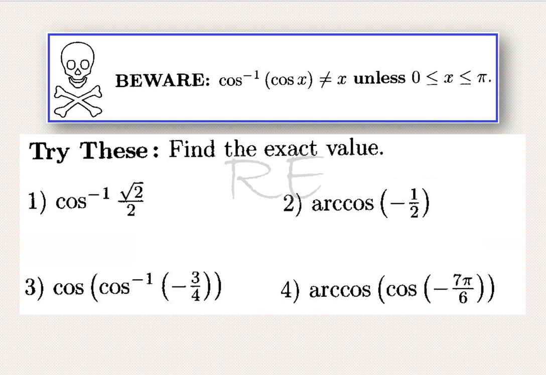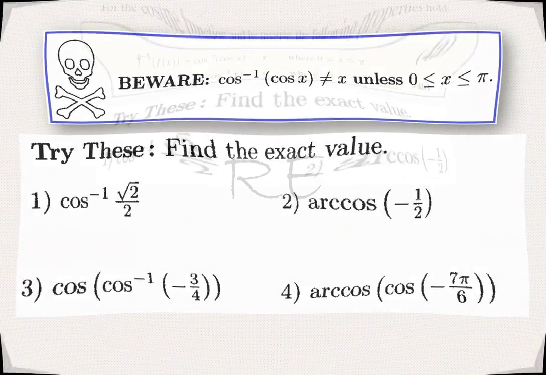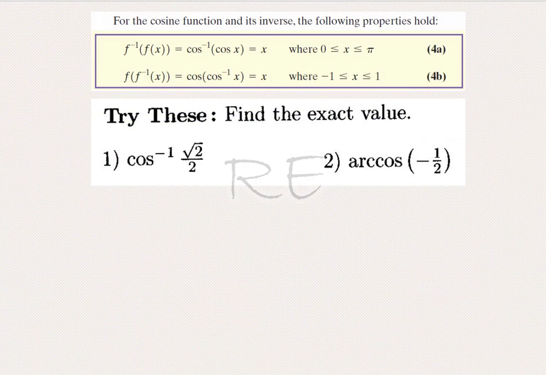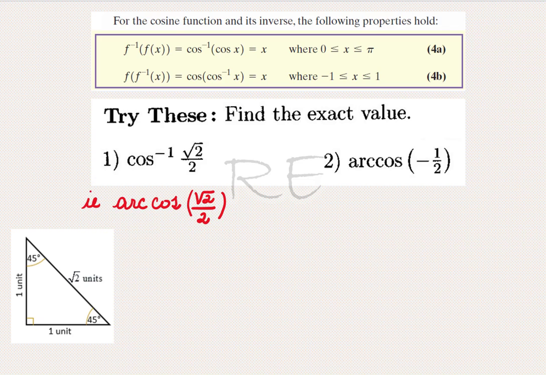Inverse cosine of x will not be equal to x unless x is between 0 and pi. Find the exact value of inverse cosine of square root of 2 over 2. It means we're looking for the arc whose cosine is square root of 2 over 2.